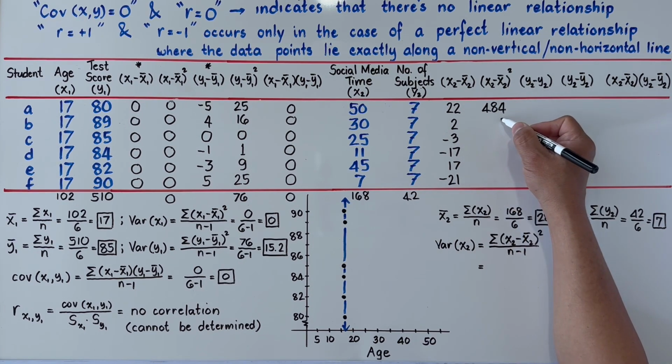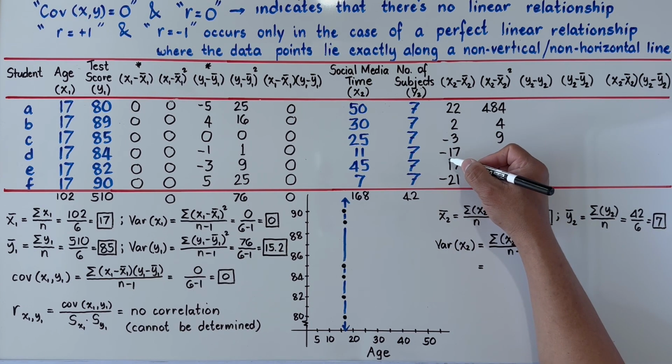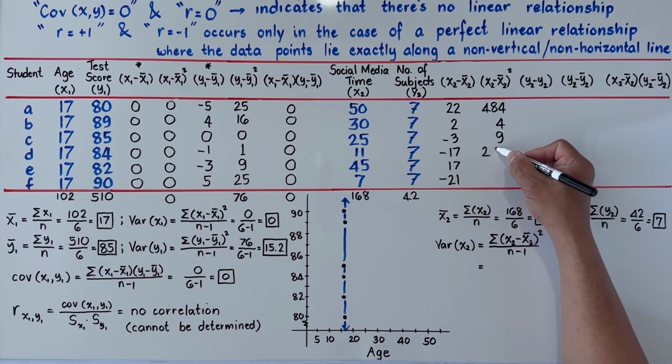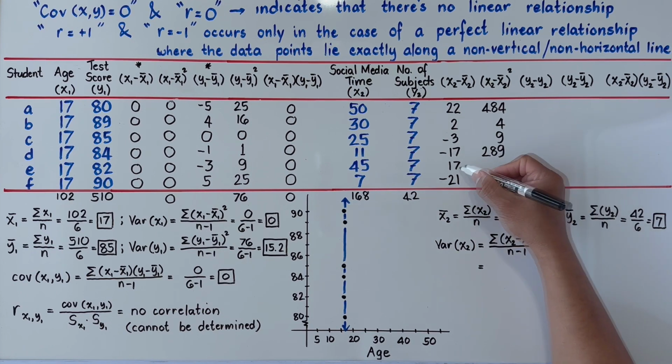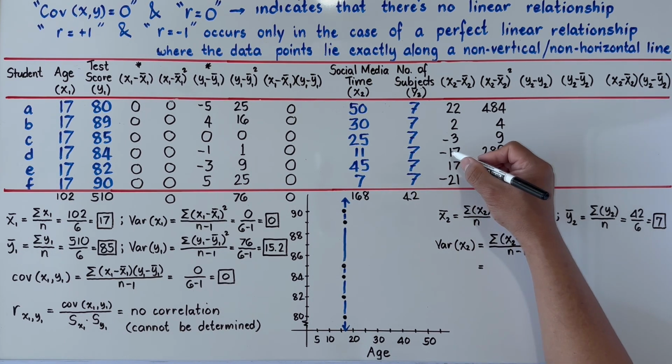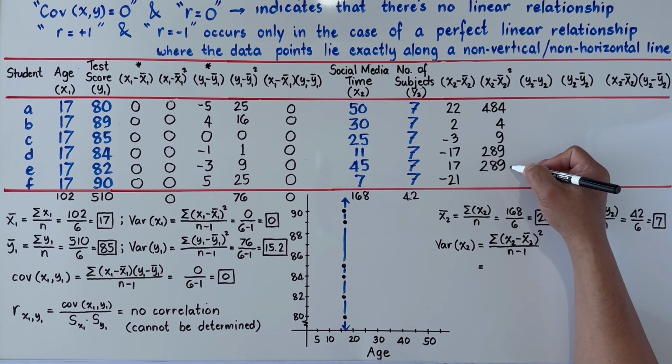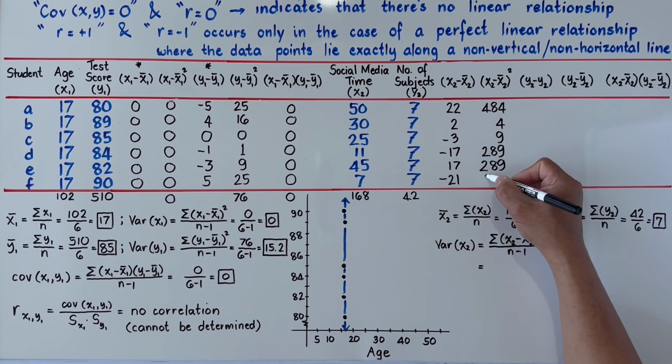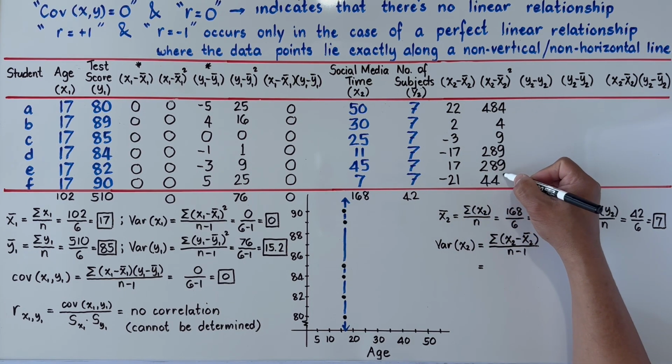The square of 2 is 4. The square of negative 3 is 9. The square of negative 17 is 289. The same with the positive 17, because the square of positive or negative are all positive. And the square of negative 21 is 441.